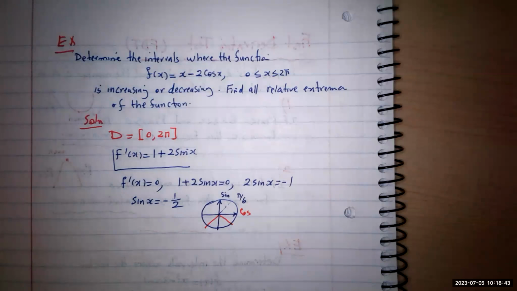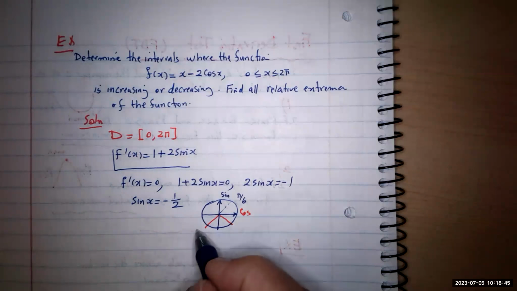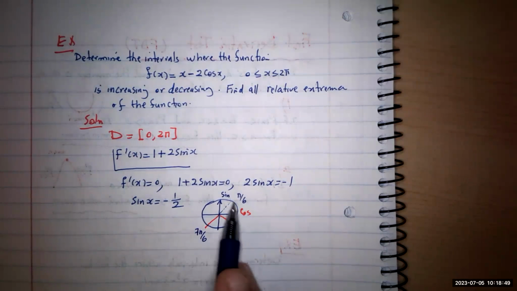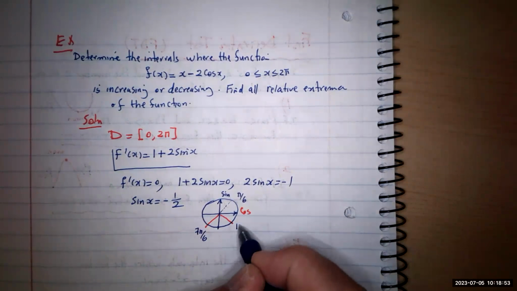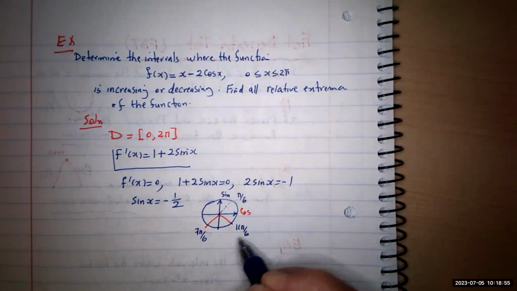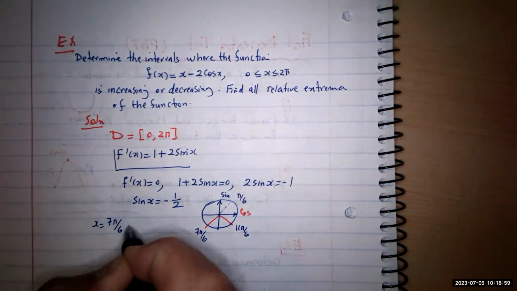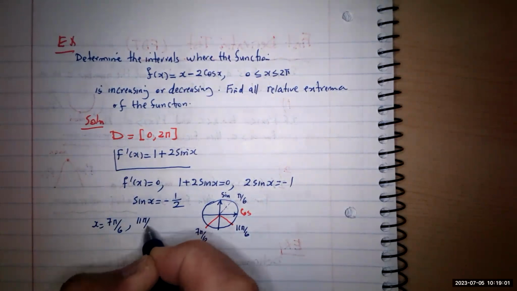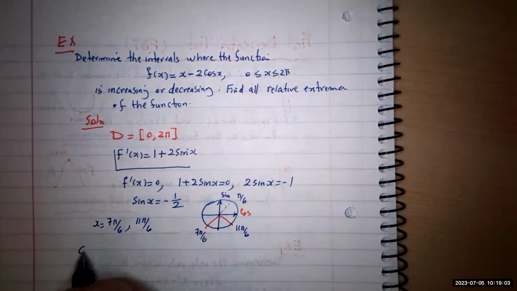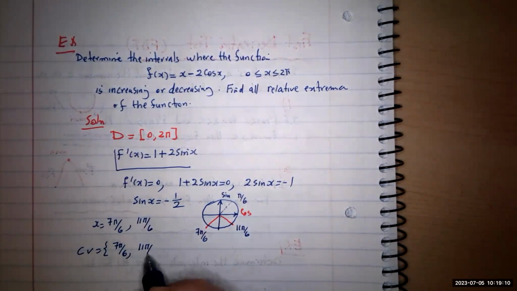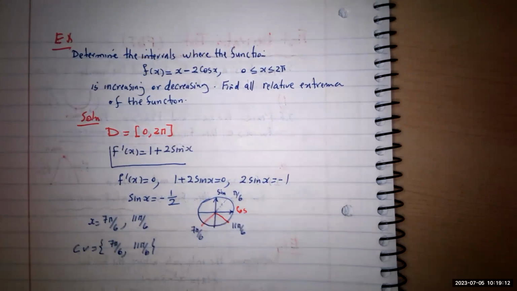You're going to have it in the table. 210, which is 7 pi over 6. And this must be 360 minus 30, 11 pi over 6. So x equal to 7 pi over 6 and 11 pi over 6 are going to be your critical values. Make sure you get it right, because some people miss this one on the test. You have your unit circle chart, so double check it.